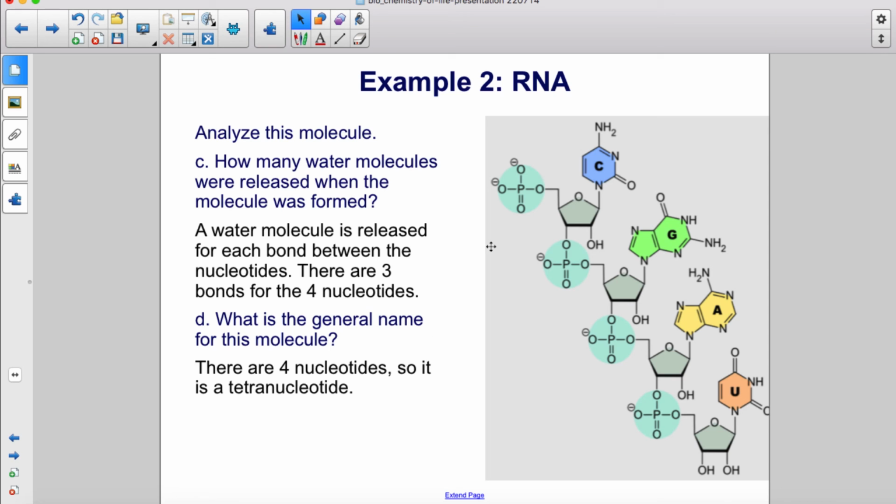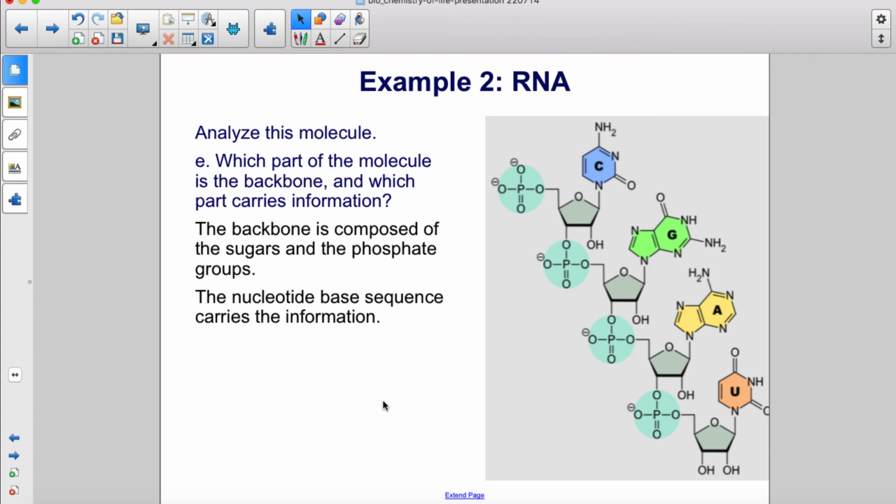What is the general name for this molecule? There are 4 nucleotides, so it is a tetranucleotide. Which part of the molecule is the backbone and which part carries information? The backbone is composed of the sugars and the phosphate groups. The nucleotide base sequence carries the information.